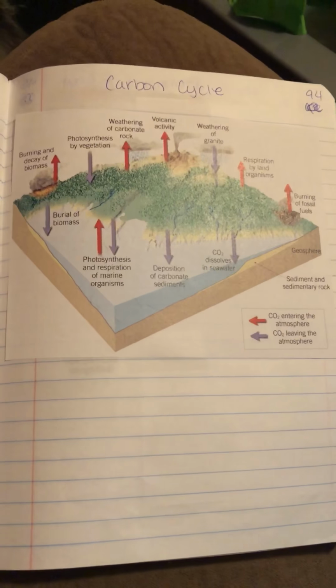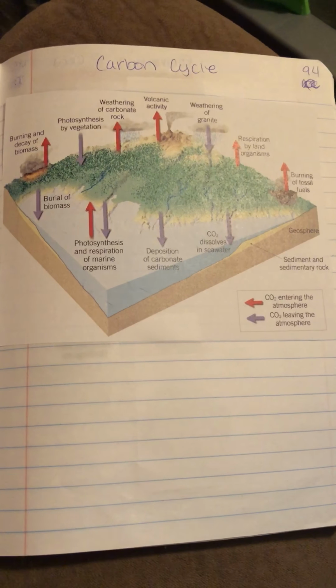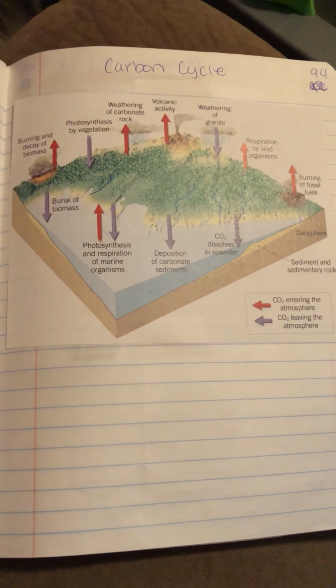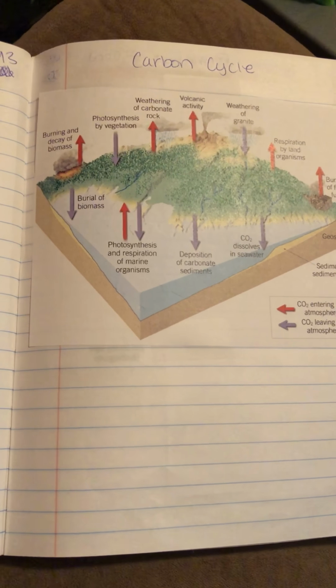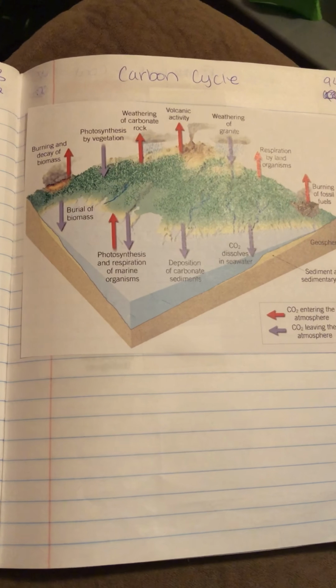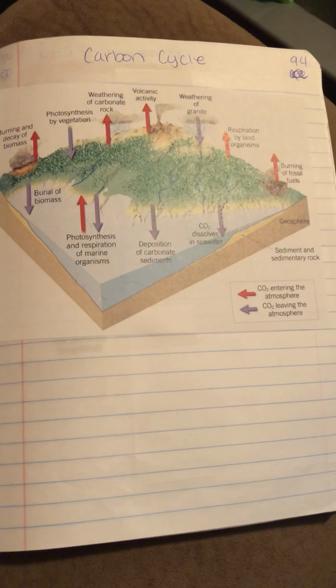On page 94 is the carbon cycle. So create a legend, just a few sentences here. Explain what humans are doing to throw off the carbon cycle. So which step of the carbon cycle is this interference occurring at?